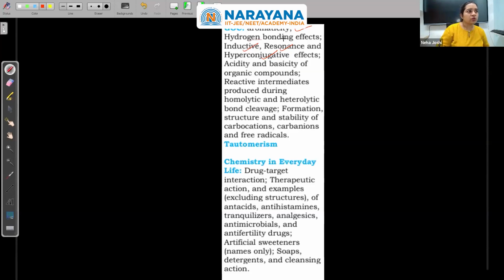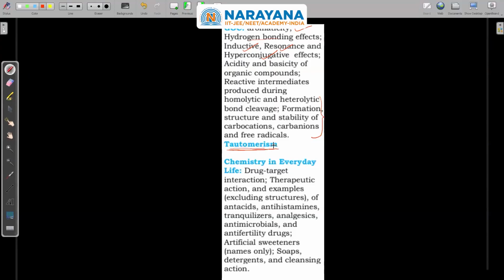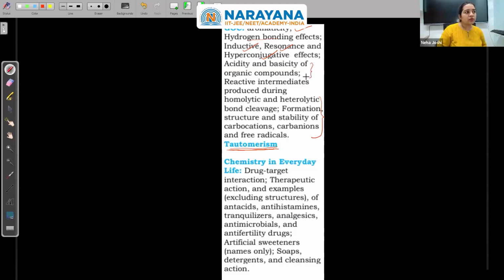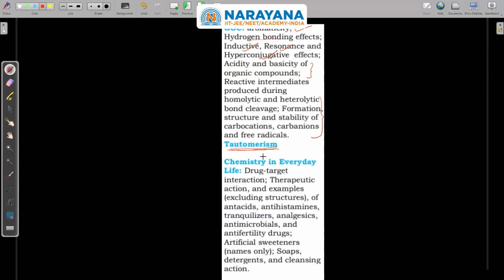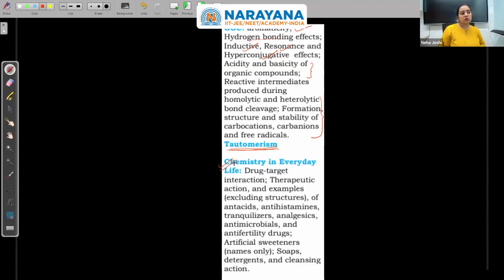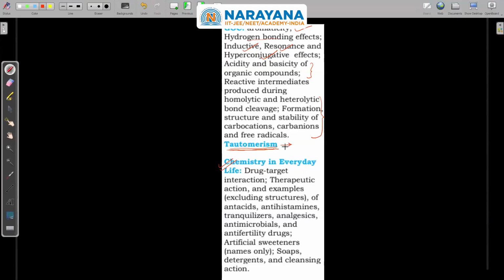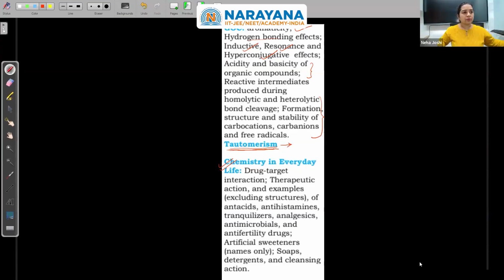That part we'll complete today. Tomorrow we'll do hydrogen bonding effects, okay? Once we'll do that, and all these intermediates. ठीक? As I could see, tautomerism is also part of this week. So we'll do that. One class we'll give to acidity basicity. That is 3. Fourth class we'll go for chemistry in everyday life. And if required, then tautomerism somewhere we'll do.